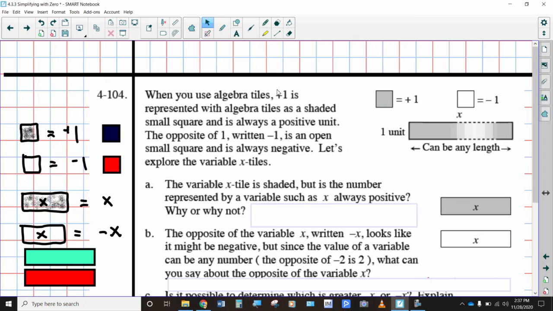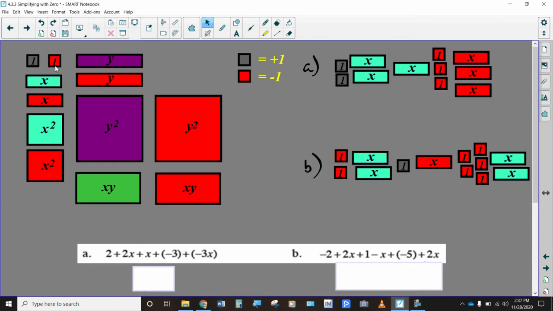All right, let's start doing an exploration of positive and negative tiles. When you use algebra tiles, positive 1 is represented as a shaded small square and is always a positive unit. So notice all these, you've seen all these before. Anything that's a unique color is going to be considered the positives, right? So positive 1, the kind of aqua blue, the purplish color, green color, all those are considered the positives.